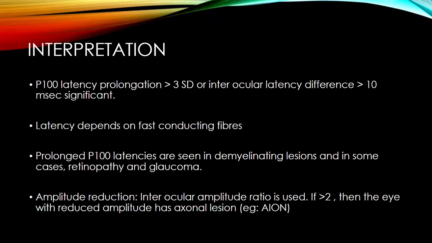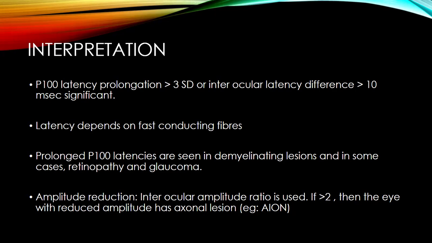So, interpretation: a P100 latency more than 3 standard deviations, or an interocular latency difference of more than 10 milliseconds, is significant. As I described, there is around a 3 to 4 millisecond difference between the two eyes, but if it is more than 10 milliseconds, it becomes significant. Also, the described P100 wave standard deviation is 97 to 107 milliseconds. If the recording is more than 3 standard deviations beyond that, then it is abnormal.